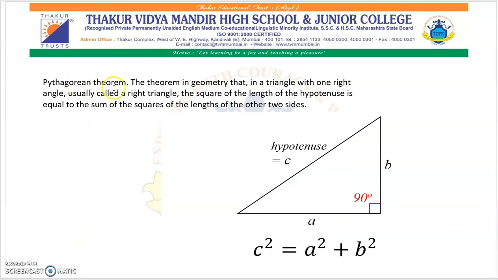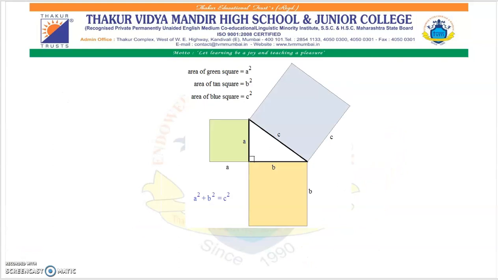Now, what is Pythagoras theorem? The theorem in geometry that in a triangle with one right angle, usually called a right angle, the square of the length of the hypotenuse is equal to the sum of the squares of the length of the other two sides. See, these are the length of the two sides given. This is the hypotenuse here. So, the square of the hypotenuse is equal to the sum of the squares of the other two sides.